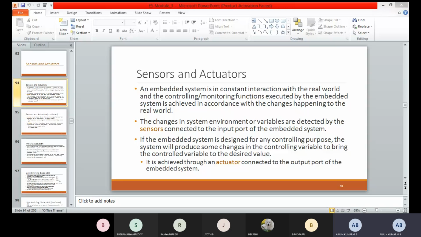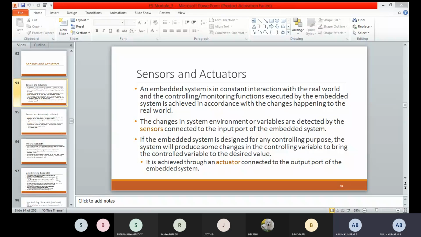Based on the input signals, the output will be controlled by using the actuators. So the actuator is used for the output. Actuator is for the output. It is also a transducer, which may be either mechanical or electrical, and converts signals to the corresponding physical action, based on the input signal.